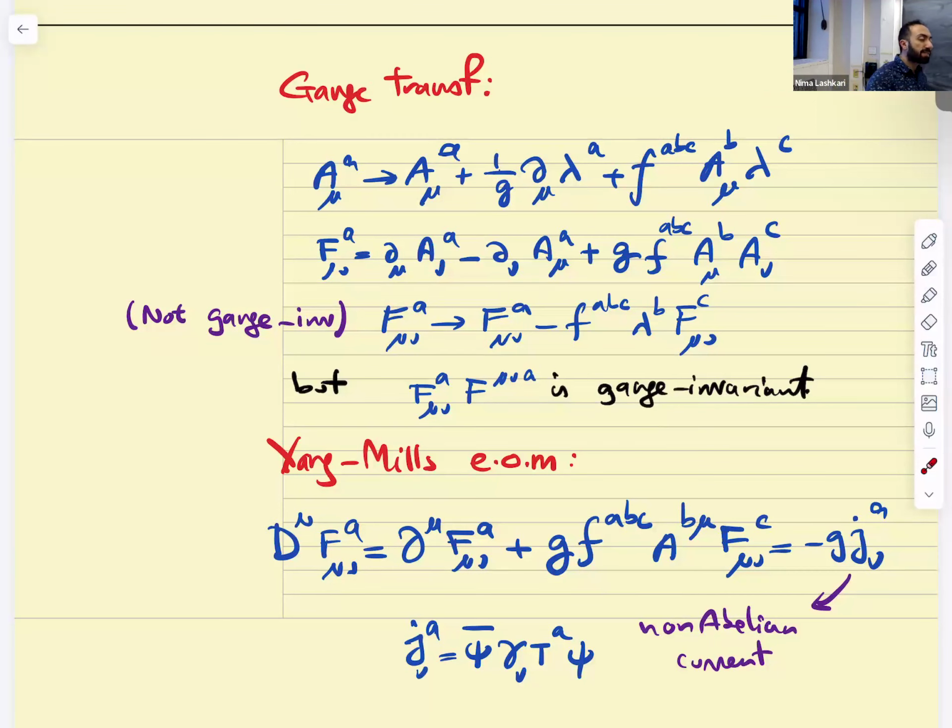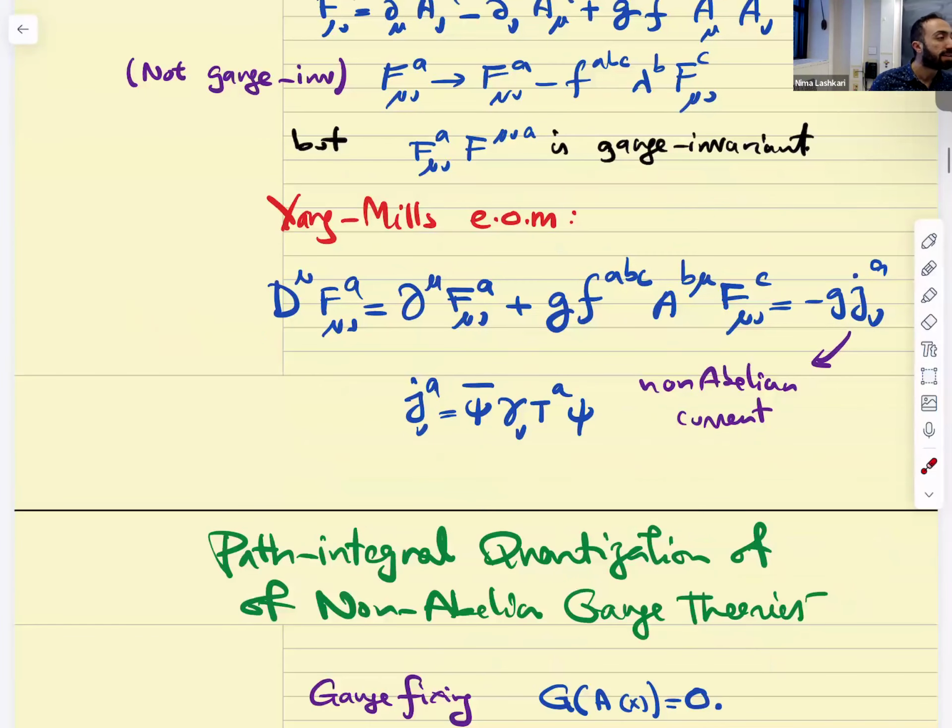Importantly, as we said last time, in non-abelian gauge theories, when the structure constants are non-zero, F_{mu nu}^a is no longer gauge invariant. The analogy with QED was that field strength was the physical thing, the E and B fields, the physically relevant things. But here, field strength itself is not gauge invariant, while the trace of F_{mu nu} squared is. So the Yang-Mills action is fine.